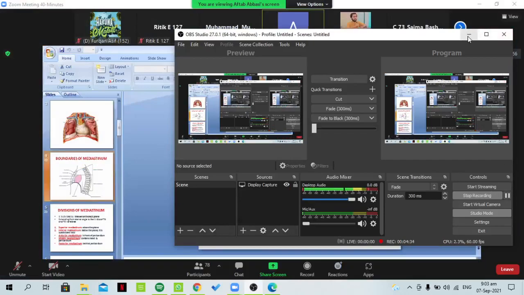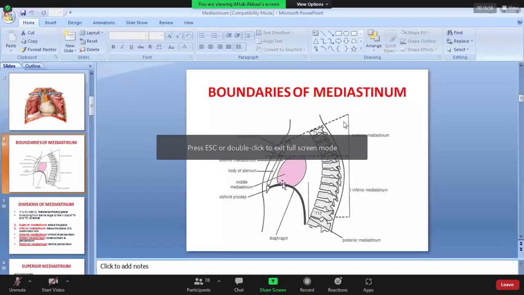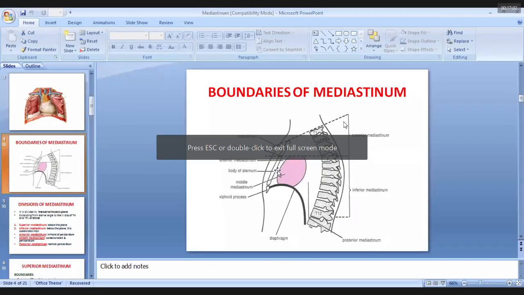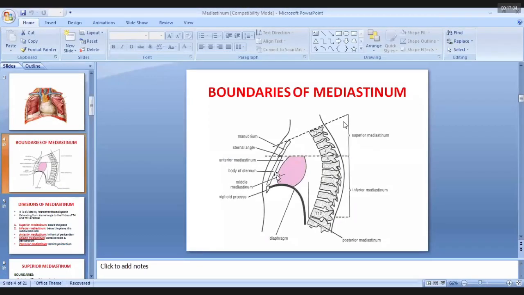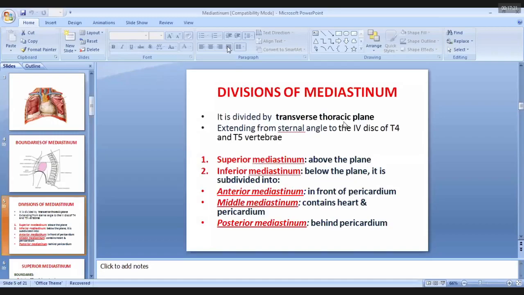Superior and inferior mediastinum, then the inferior mediastinum is further subdivided by the pericardium. Anterior to the pericardium, the part of the mediastinum is known as the anterior mediastinum. Within the pericardium and the heart, these are all the contents of the middle mediastinum, and posterior to the pericardium, the part of the inferior mediastinum is known as the posterior mediastinum.